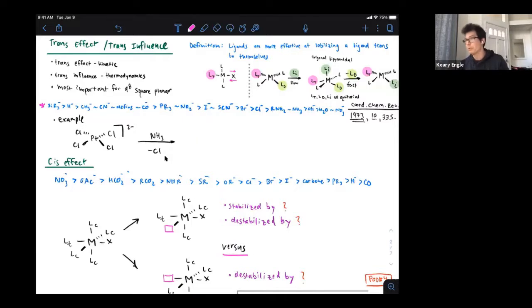The data shown here is the one from the Hartwig textbook, and the original reference is shown on the right, this Coordination Chemistry Reviews article. In general, things that are strong pi acceptors have a strong trans influence, and then alkyl and silyl hydride ligands also have a very strong influence. On the flip side of that, things that tend to be more pi donating ligands tend to have a weak trans effect.